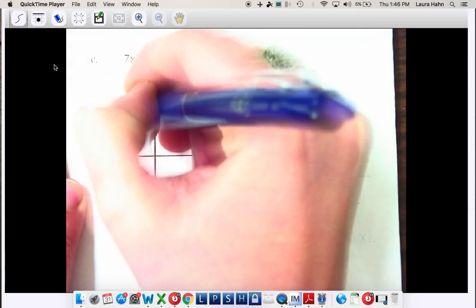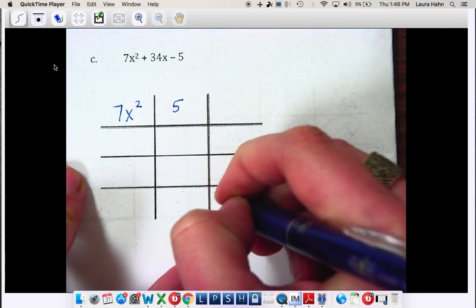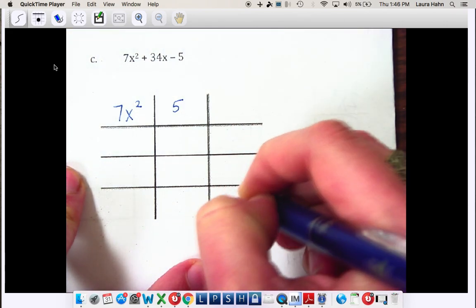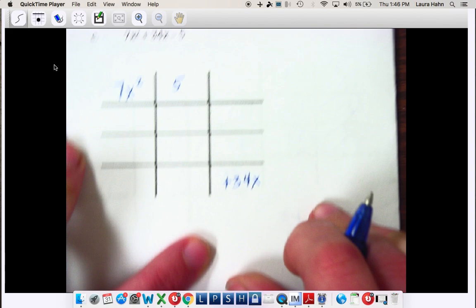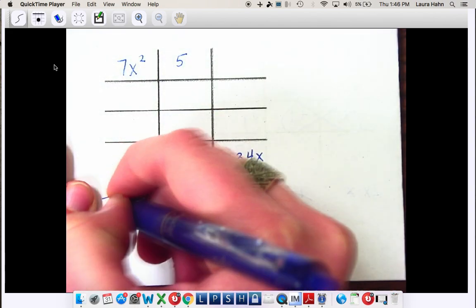Okay, so my first term goes in the first box. My last term goes in the box beside it. In this box, I want to put the middle term, including the sign. Okay, at the bottom, let's find our factors. Well, 7x squared, the only way to get that is 7x times x.